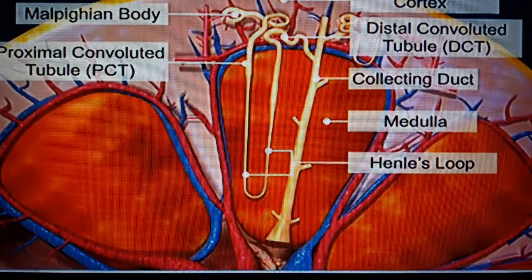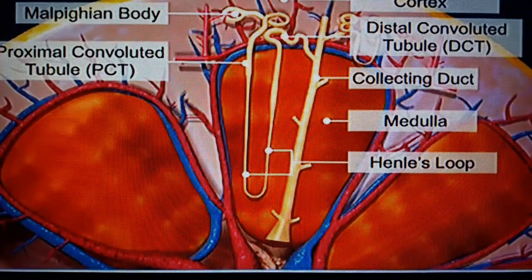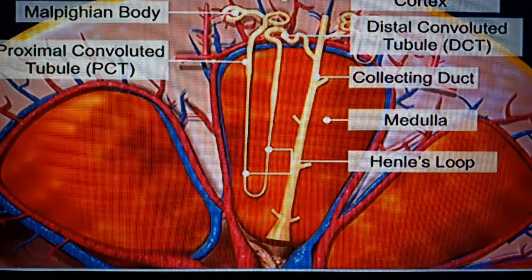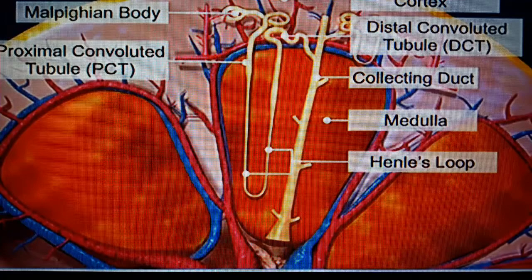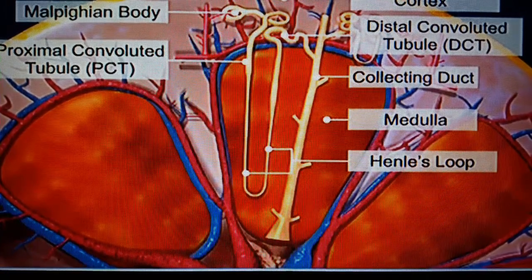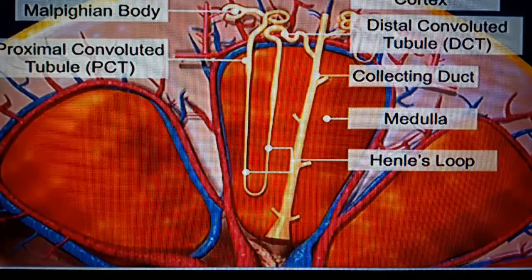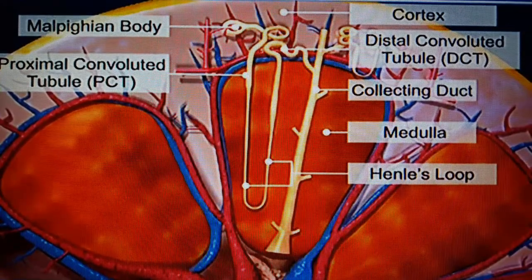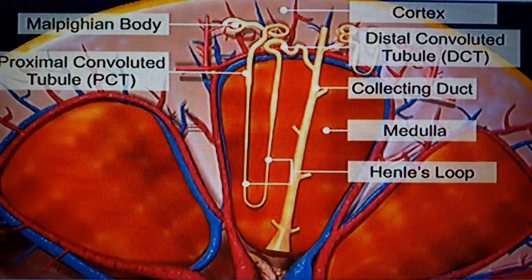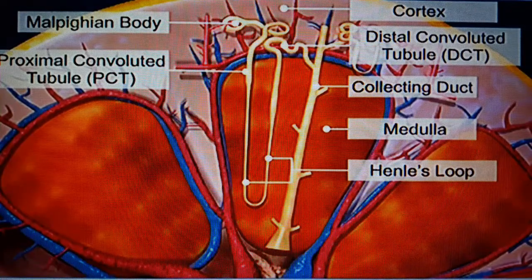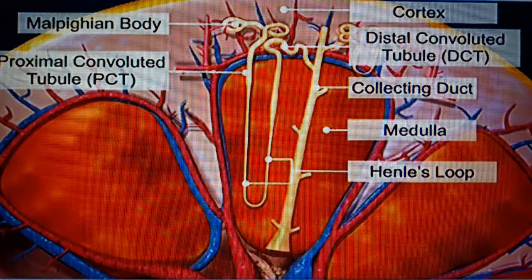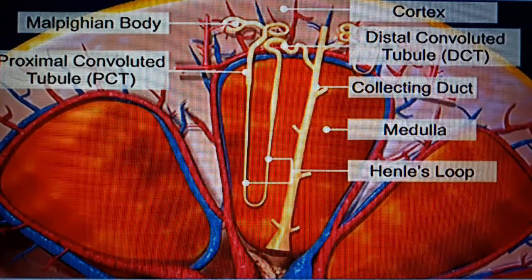Just look at all the parts of the nephron, the Malpighian body, or we can say the nephron. When the Malpighian body is labeled, that is the glomerulus part, then the proximal convoluted tubule, the loop of Henle, the medulla region, and the distal cortex region. So always remember that the glomerulus is present in the renal cortex, and the rest of the parts are present in the renal medulla region. Distal convoluted tubule, collecting ducts, medulla, loop of Henle.